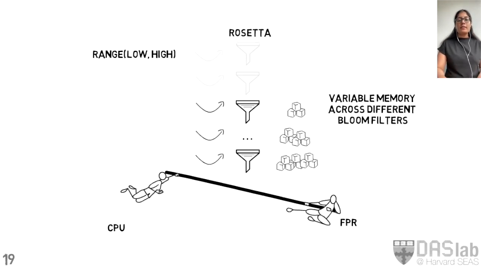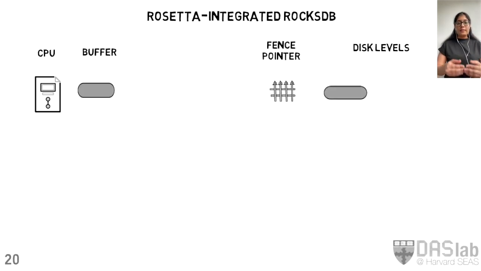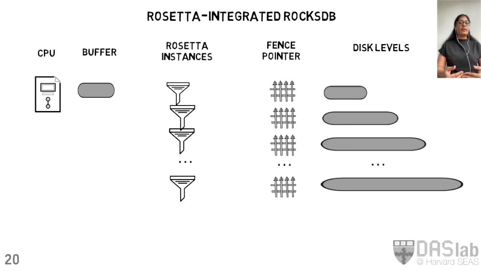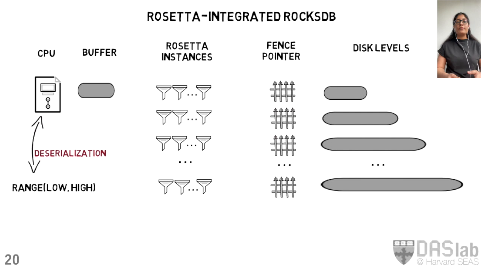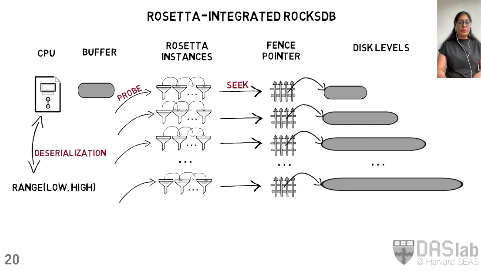Now, let's see how Rosetta is integrated with industrial key-value stores like RocksDB. There's a Rosetta instance for each run at every level, which is further decomposed into the set of Bloom filters. For any query, firstly, each Rosetta instance is deserialized and converted to meaningful in-memory filter objects which can be queried. Next, each Rosetta instance is probed. If the Rosetta returns a positive, we perform the seek operation, which involves pulling the correct fence pointer blocks followed by reading the data blocks.